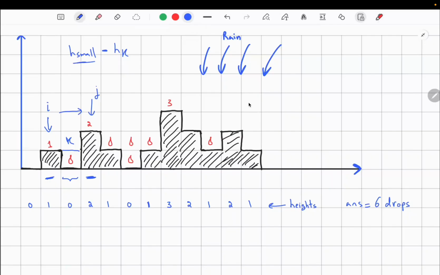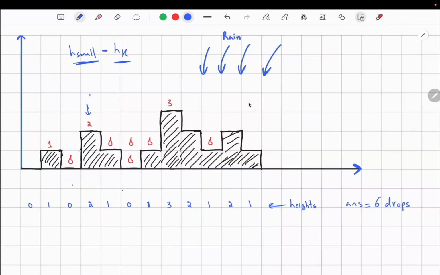Which is height of the small bar minus the height at the current index. So for example, right here, h_small minus h_k will be equal to 1, which is the height of the smaller bar, minus the current height, which is 0, so it's equal to 1 drop. If we take another example, so let me clear this up.